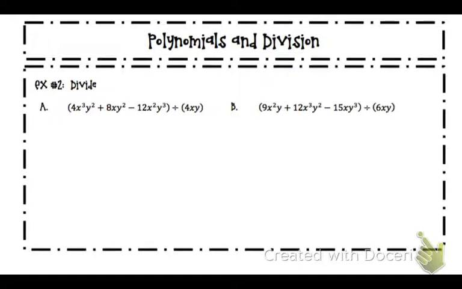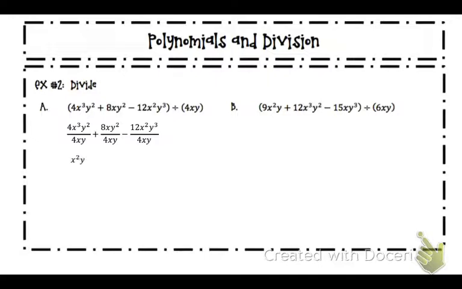We have 4x cubed y squared plus 8x y squared minus 12x squared y cubed, and we're dividing it by 4xy. So we're going to divide each individual term by 4xy. Sorry, I'm having a hard time right now. Okay, so we're just going to divide each of those.